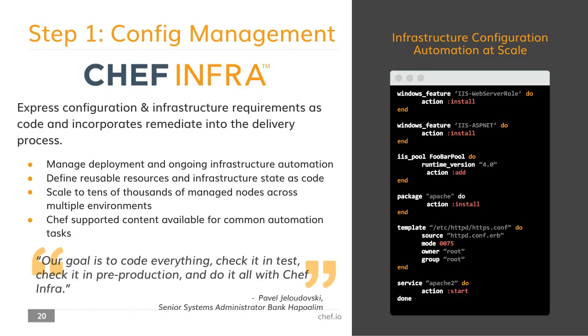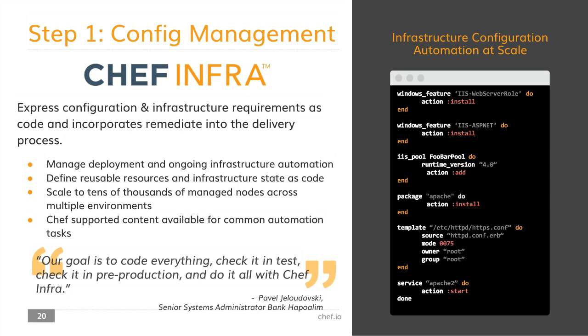So let's break this down into steps, right? Step one, let's start with config management. Before you can do anything with your system, it has to be configured correctly. Let's solve that snowflake problem of all those systems being different. We're going to start with Chef Infra. Chef Infra gives you a language to express how you want your systems to be configured as code. This is also sometimes called your desired state.